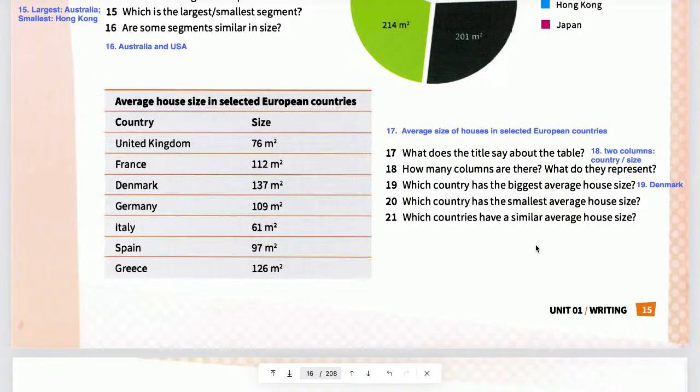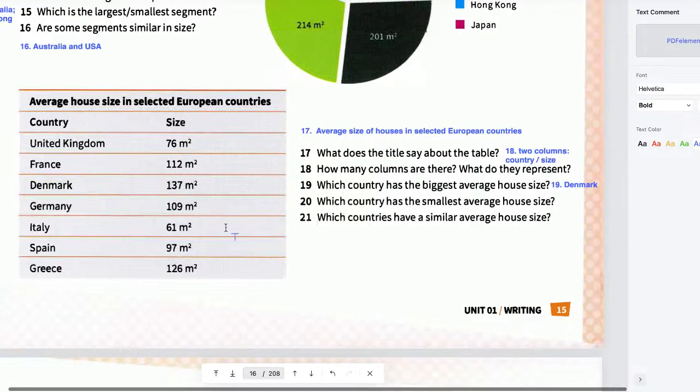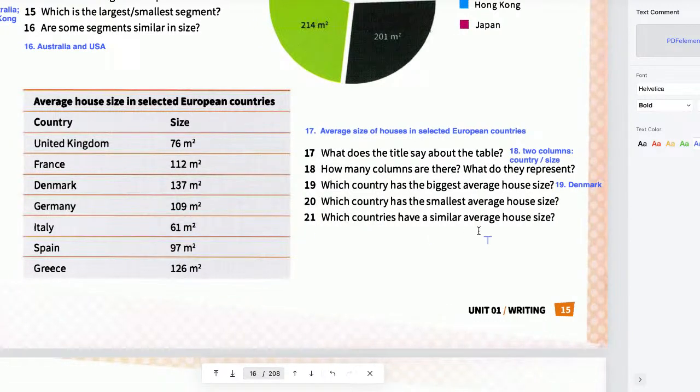All right, now 20. Which country has the smallest average house size? Italy has the smallest average house size. Yes, the answer is Italy, right? With only 61 square meters. The answer for number 20 is Italy.